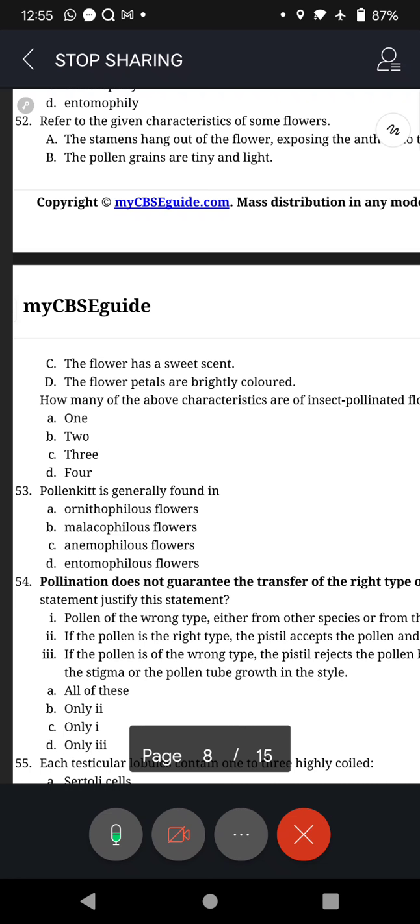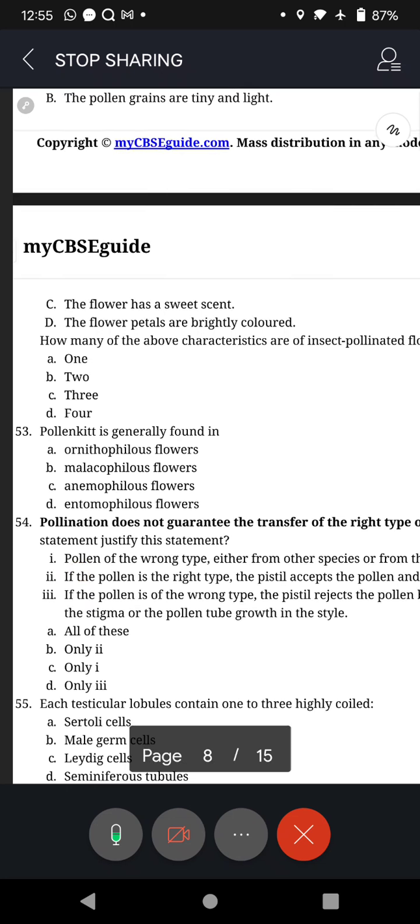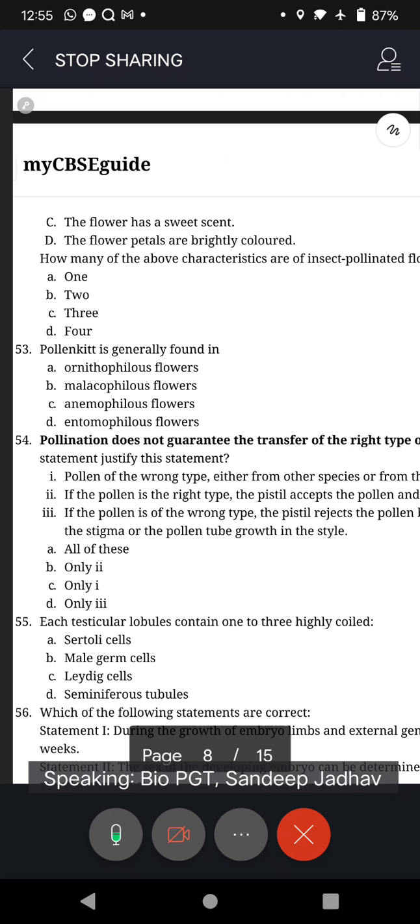Pollen kit is generally found in, just now we were talking about that. Ornithophilus, Malcophilus, Anemophilus, and Rakesh Montinos. D. Entomophilus. Isn't it? Pollen kit. Entomology, I said just now. So, Entomophilus flowers. Question 54.